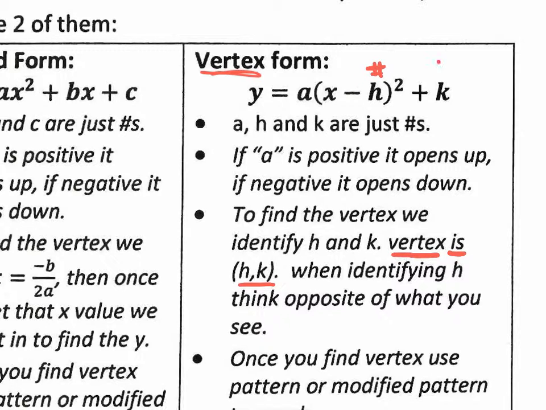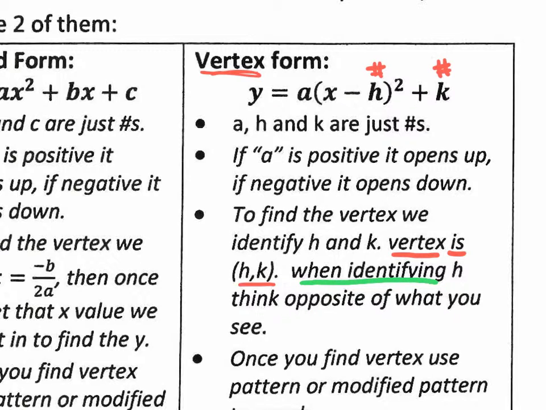h is a number, k is a number, and if you find those numbers, that'll be your vertex. So you could find the vertex without doing any math. You don't need a formula. You don't need a calculator. All you do is look at it and you'll know your vertex. It's amazing.